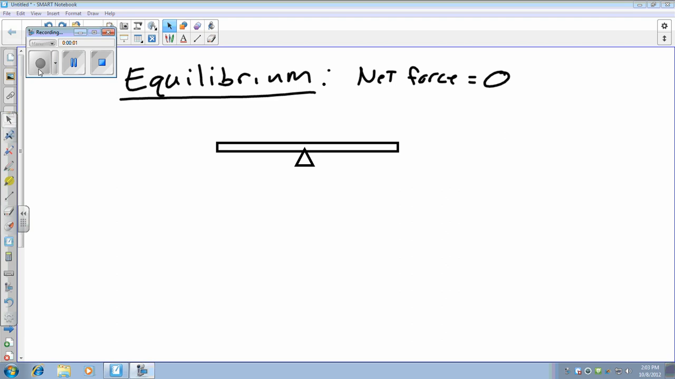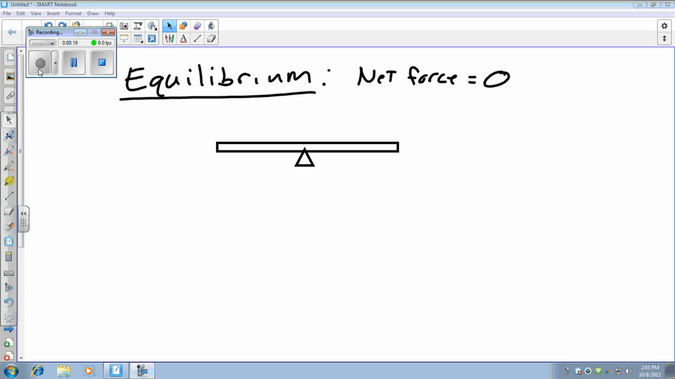Okay, welcome to equilibrium. Equilibrium is basically defined as the net force equal to zero. In some cases, that's the object not moving. In other cases, the object is moving with a constant velocity. In these problems, we'll be looking at the objects being stationary.